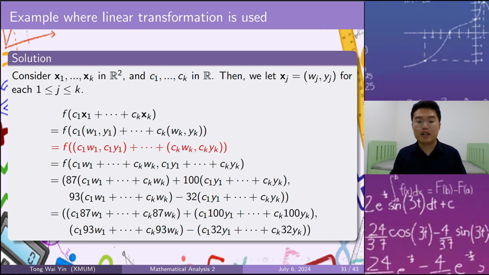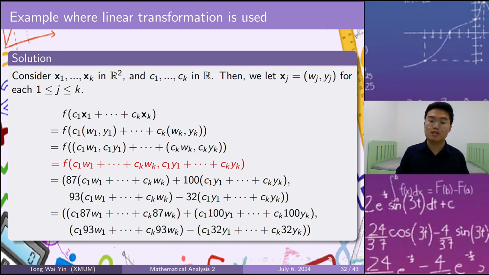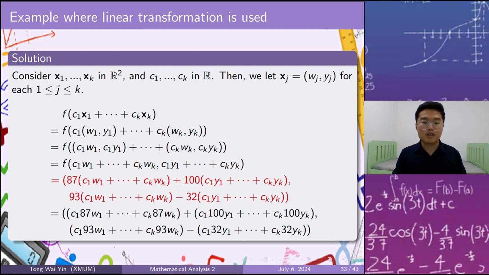Then we can multiply each scalar into its corresponding vector. This is equal to the function f applied to the pair where the first element is the sum of c1w1 through ckwk and the second element is the sum of c1y1 through ckyk. The function f then evaluates to a new pair, where the first element is 87 times the sum of c1w1 through ckwk plus 100 times the sum of c1y1 through ckyk, and the second element is 93 times the sum of c1w1 through ckwk minus 32 times the sum of c1y1 through ckyk.